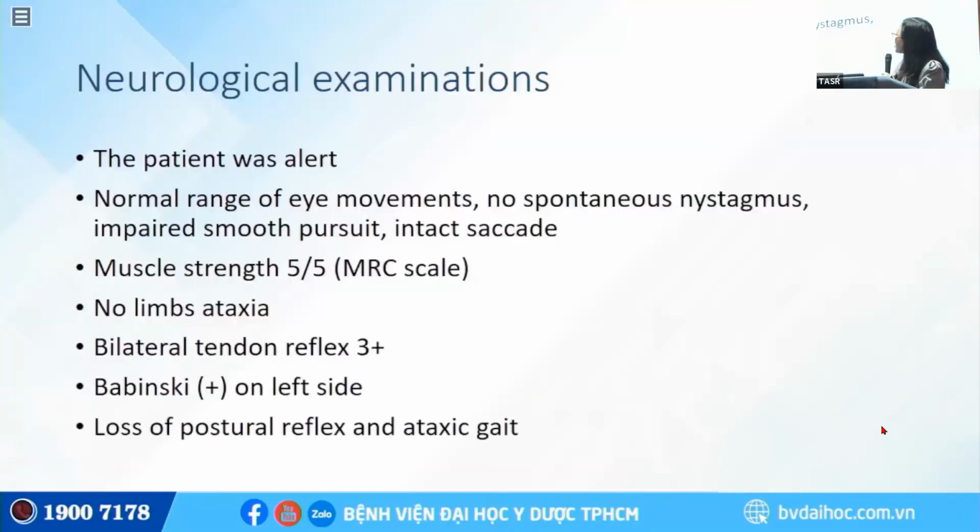Yeah, and other signs not shown in the video. This patient had normal convergence, normal range of eye movement, no spontaneous nystagmus. She had impaired smooth pursuits and intact saccades. She didn't have limb ataxia. She had hyperreflexia and Parkinsonian signs on her left side. She lost postural reflex and had an ataxic gait.